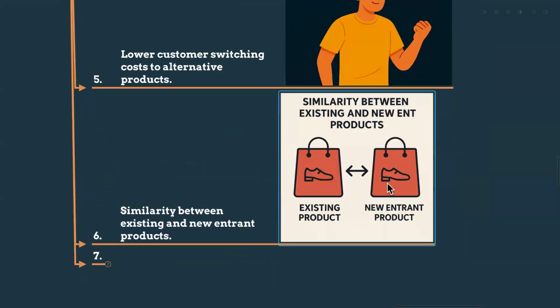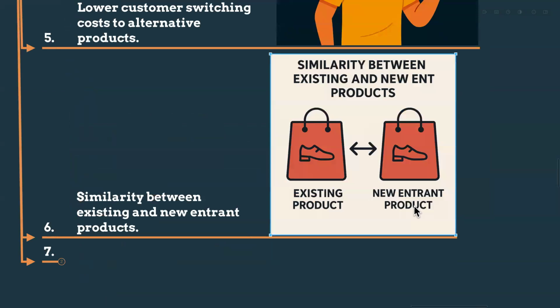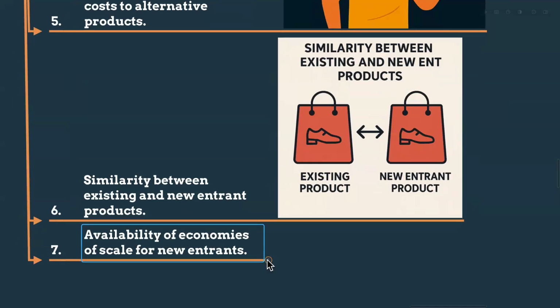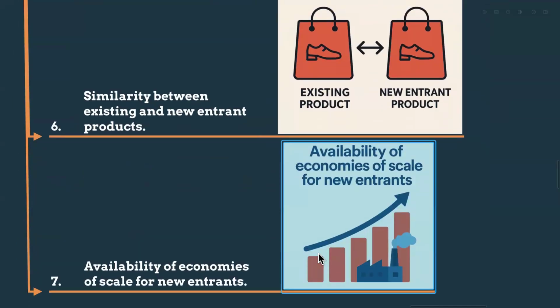And similarity between existing and new entrant products, right? If the same kind of products are launched at low prices, then there is a threat from the new entrants. It's a heavy threat because the new business can offer the same things at a little lower price. At the same time, there is the industry's availability of economies of scale for the new entrants. Even the new entrants can buy large quantities of raw materials quickly and get the same discount as you. Definitely that is a threat.